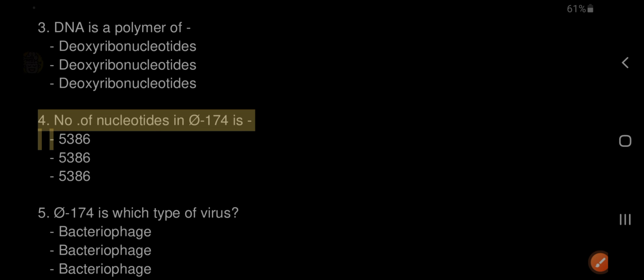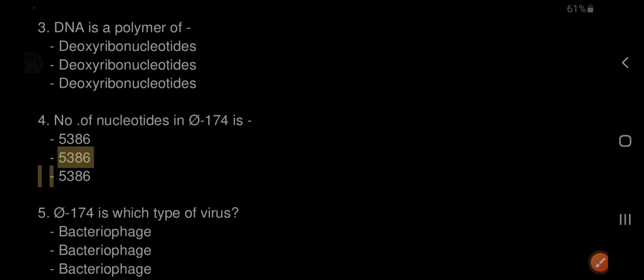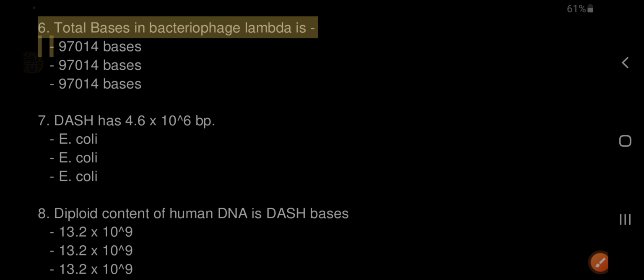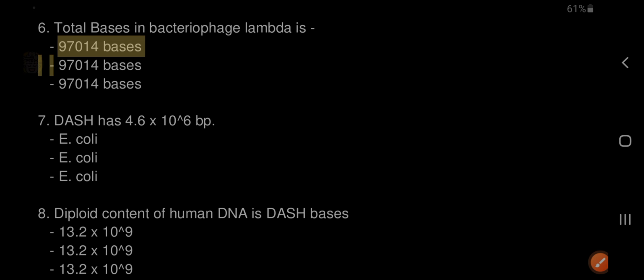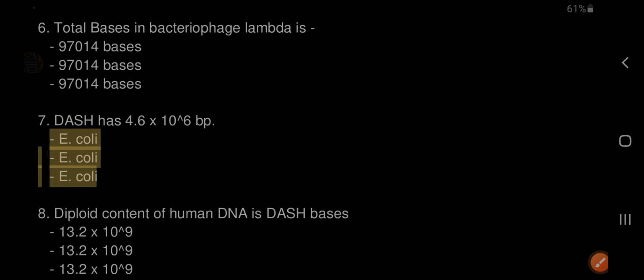4. The number of nucleotides in φX174 is 5386. 5. φX174 is which type of virus? Bacteriophage. 6. Total bases in bacteriophage lambda is 97,014 bases. 7. Dash has 4.6 x 10⁶ bp. E. coli.